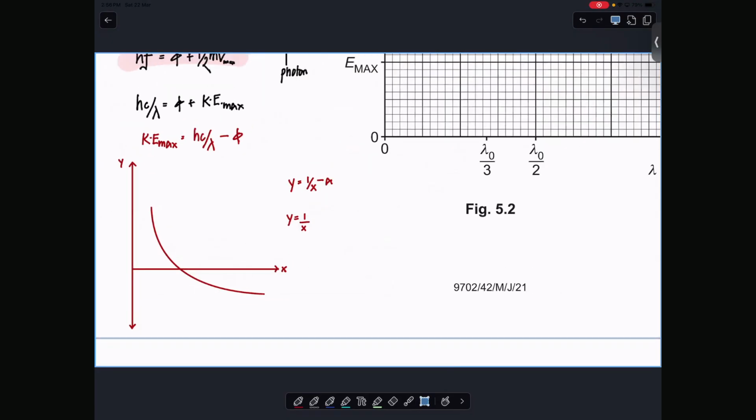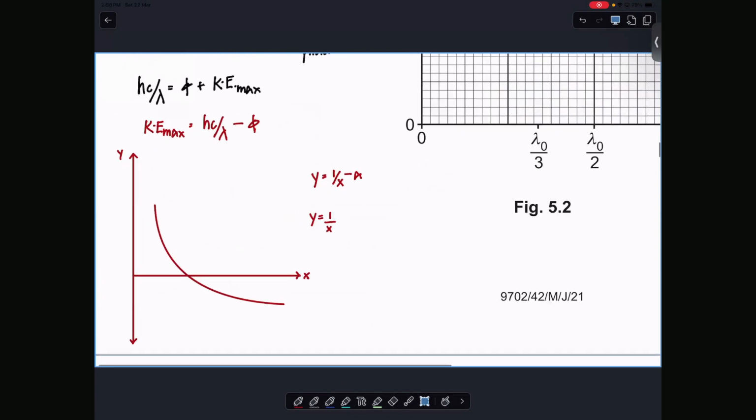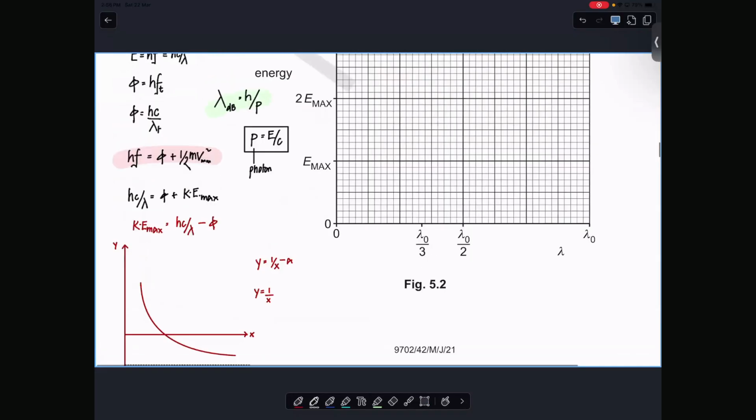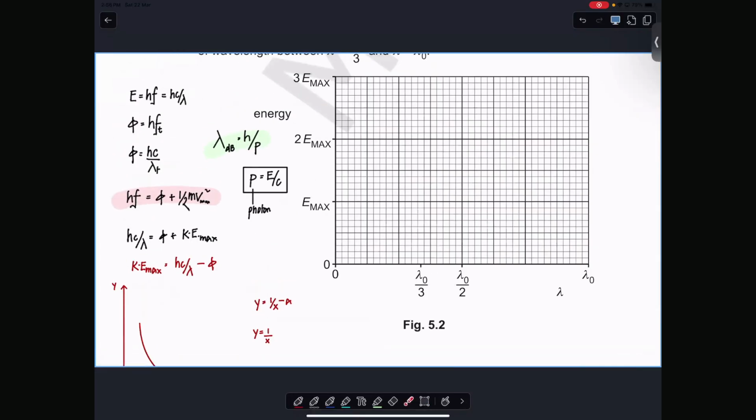Okay, and then what is the phi value going to be? How do we find phi, or a? It's going to be the asymptote here, right? Now in this case what would you do here? It's the same thing, look, hc by lambda, so it's going to be that shape. h is constant, c is constant, and minus phi. So what do you think the shape of the graph should be?